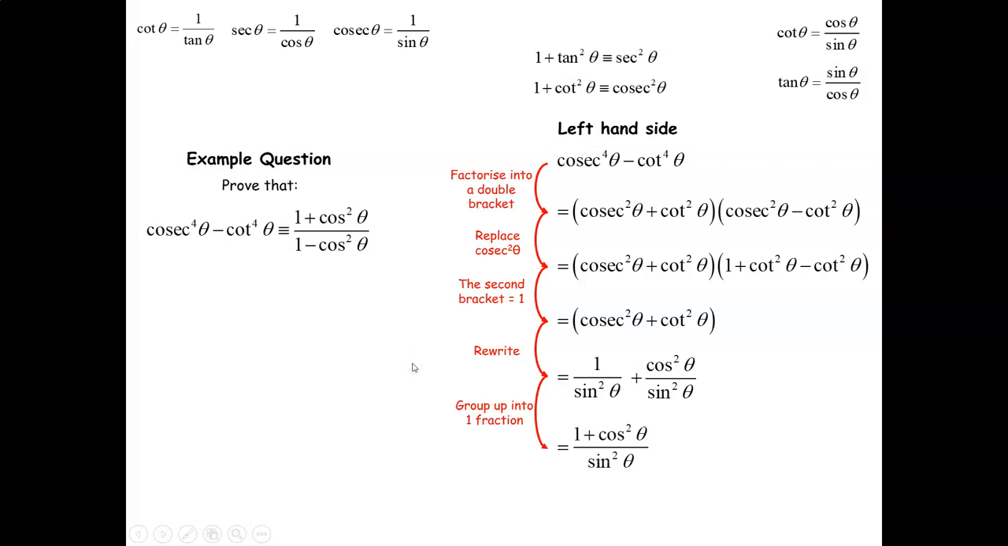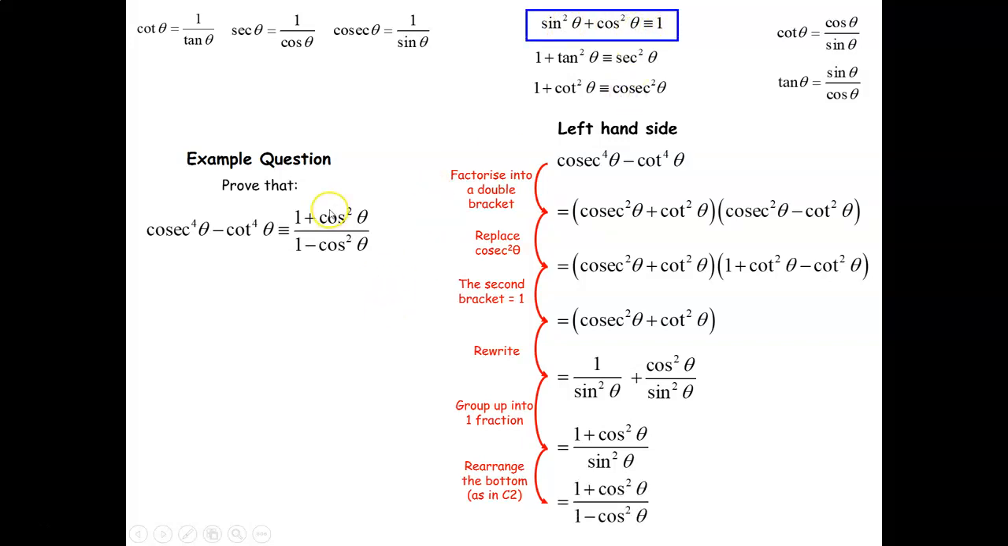Put it into one fraction. Now I've got the right numerator, I need to change my denominator. Using the original Pythagorean identity, I can say that sine, so I'm using this one, but I've rearranged it, sine squared theta equals 1 minus cos squared theta. And that's what I needed.